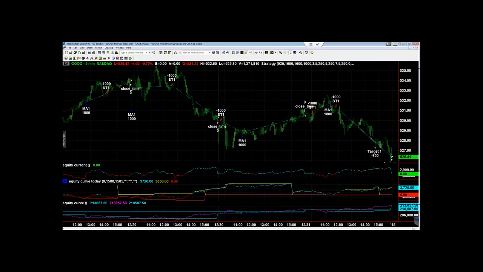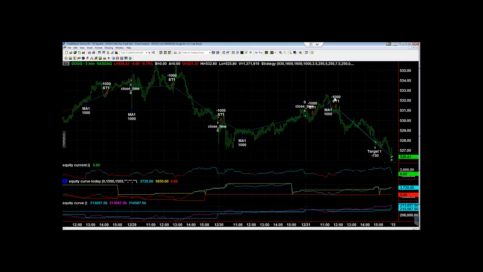Okay, our optimization is complete. Here's the resulting chart. I might explain what these indicators are down here. Equity curve today will tell us that we made $3,720 on the day, and we're up $213,000 for the entire year on the entire strategy. This is run for an entire year.